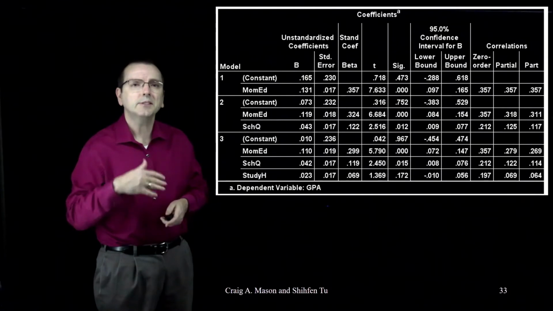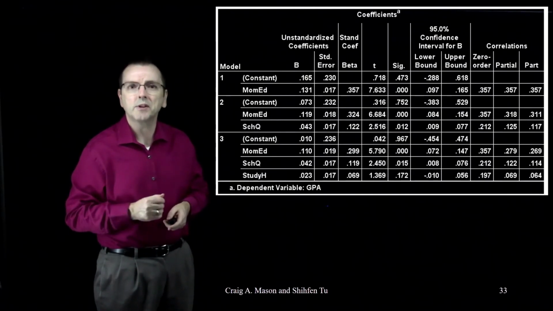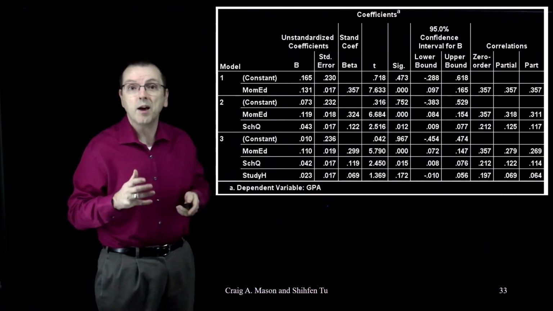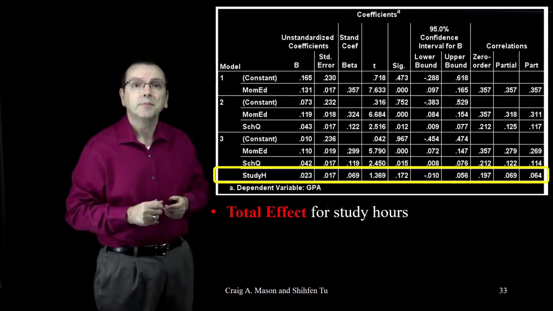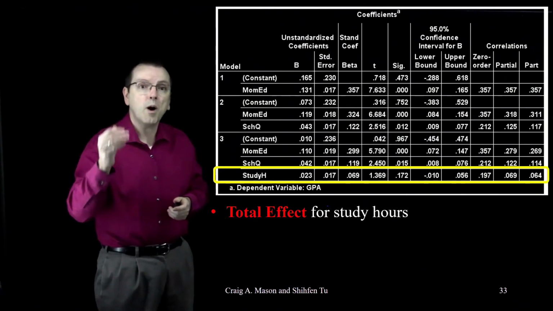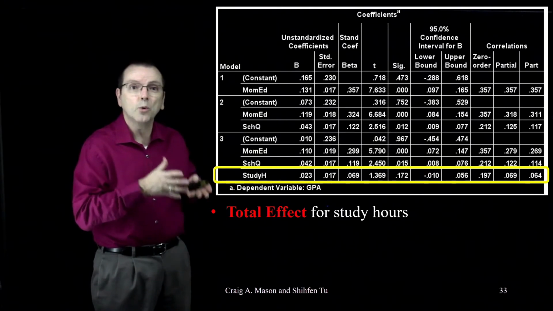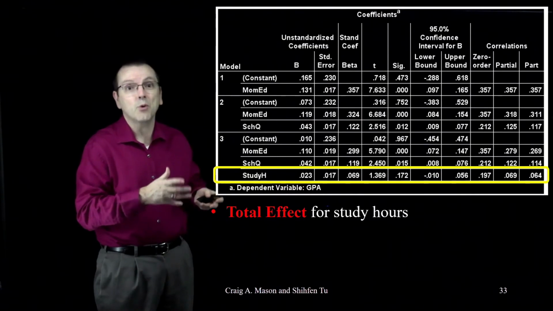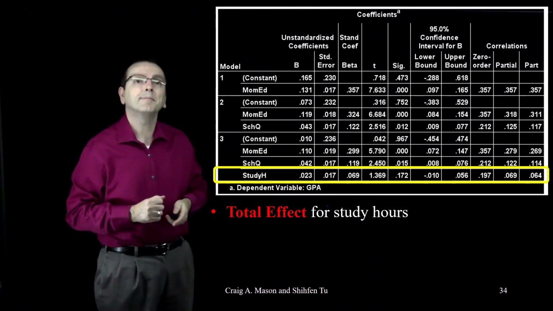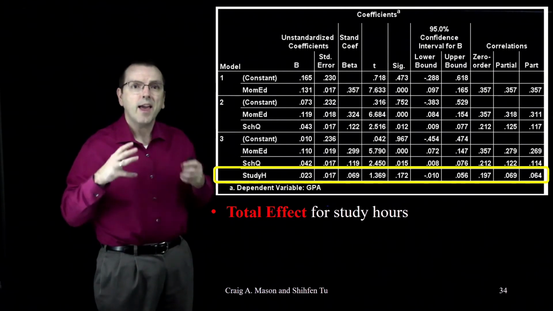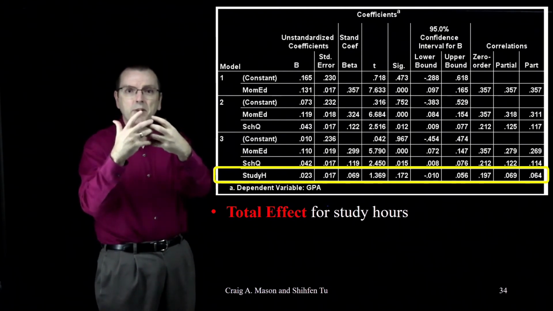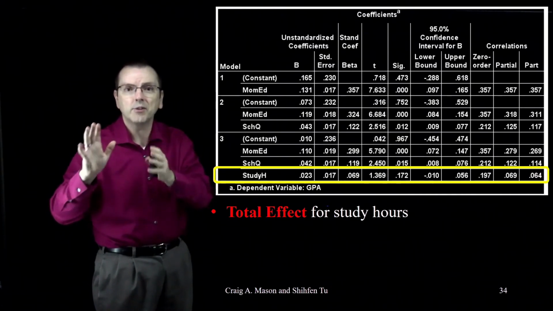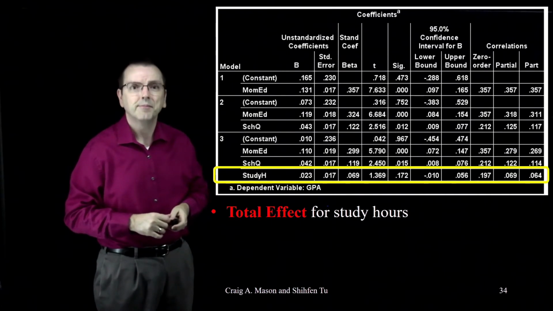So let's move on to the third step of our sequential multiple regression and start by focusing on the variable we entered in Model 3, study hours. Like mom's education and school quality in the earlier steps, this is the total effect for study hours. It's the study hours effect controlling for mother's education and school quality, right? Now, based on our model, any effect that study hours shares with mother's education and school quality goes to those variables that we've already covered in the previous steps, right?